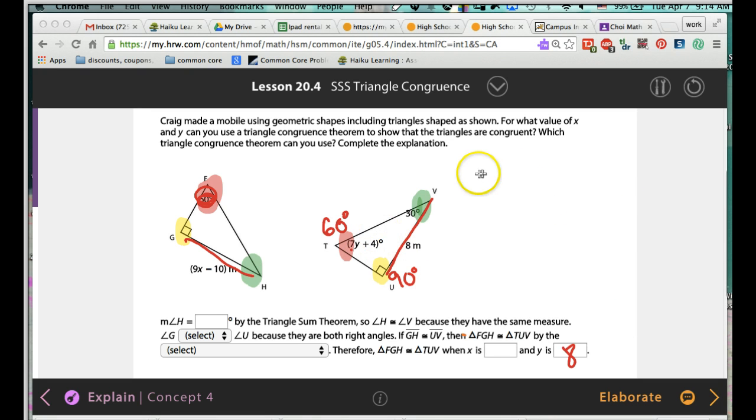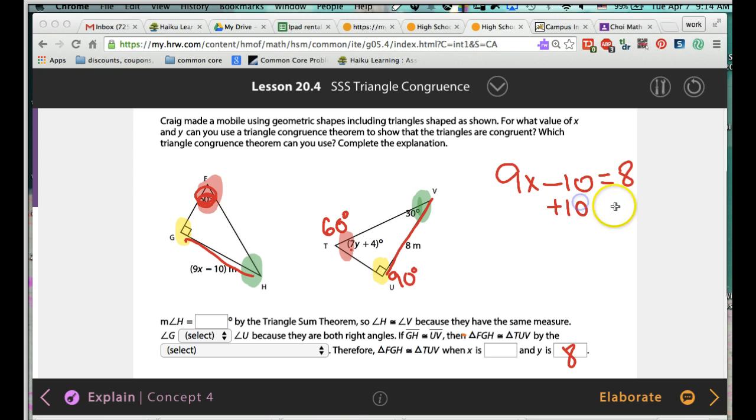Isn't the next one equal to 30? No, that 30 degrees, that's the green angle over here in the other shape. But no, this one right here, oh, it's because you cannot see. This one says 9x minus 10 meters, not degrees. Okay, so that would be the length of this red line right here, in between the yellow and the green angle. Okay, that's why. So 9x minus 10 equals 8.